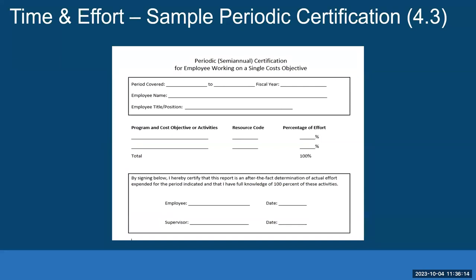This is the template example for our second example on the slide, which is for someone who still works on a single cost objective, but is paid with more than one funding source. Again, if utilized correctly, this template includes the information to help the agency meet their requirements.